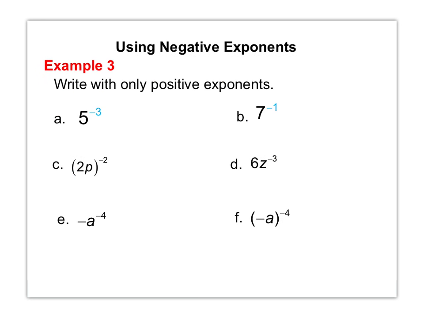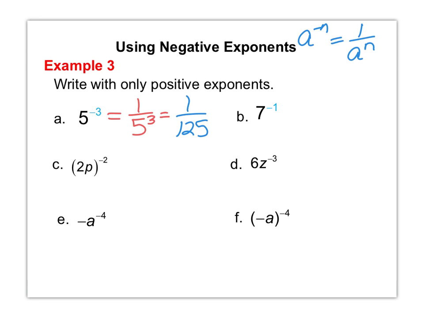All right, in this slide, we're going to be writing our answers using only positive exponents. We have 5 to the negative 3 power. Using that property of exponents where a to the negative n power is equal to 1 over a to the n power, any negative exponent can be written as a positive exponent. So we can write our answer for part A as 1 over 5 to the third power. You can leave it as 1 over 5 to the third, or you can simplify this, since 5 to the third is 125.